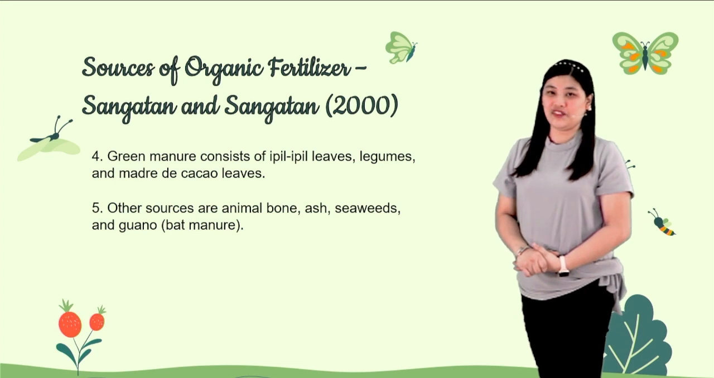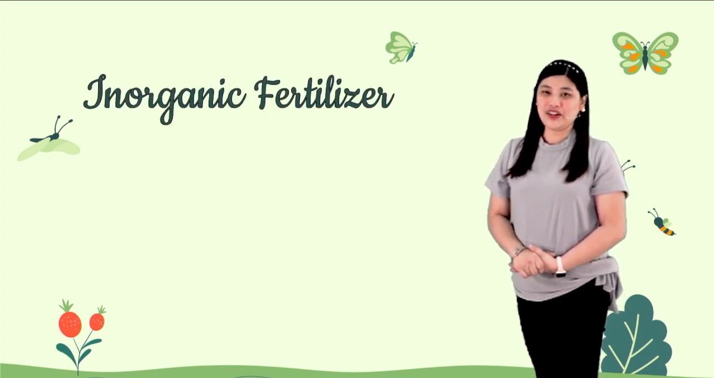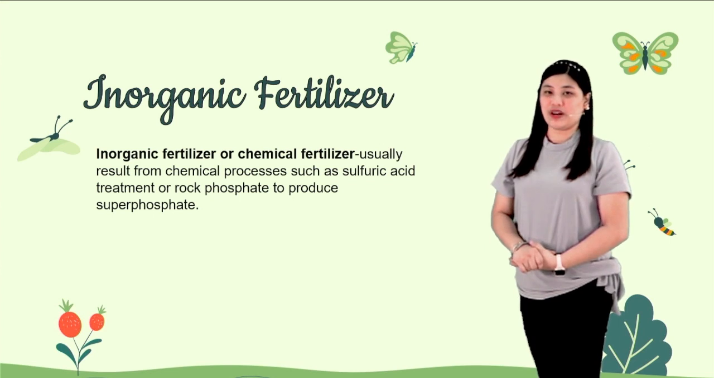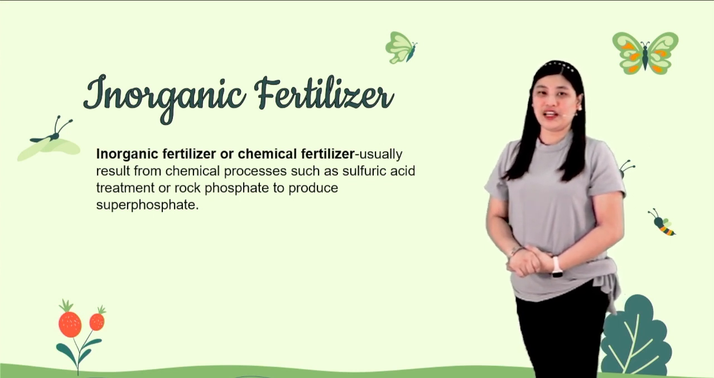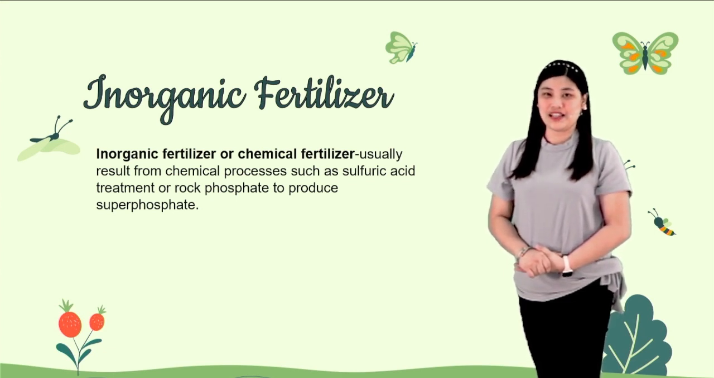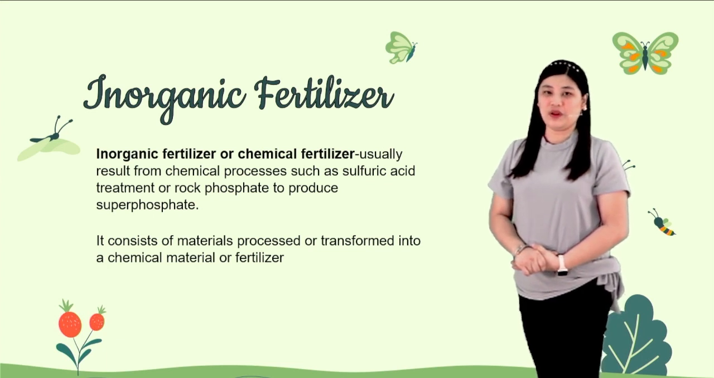The second kind of fertilizer is inorganic. Inorganic fertilizer or chemical fertilizer usually results from a chemical process such as sulfuric acid treatment of rock phosphates to produce superphosphate. It consists of materials processed or transformed into a chemical material or fertilizer.